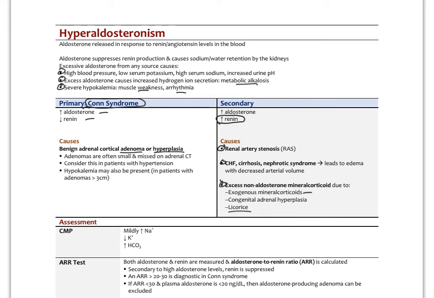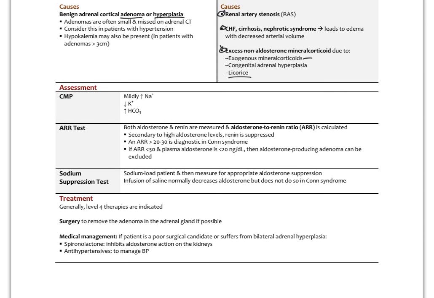So for the assessment of hyperaldosteronism, again, a CMP could be very helpful. You might see elevated sodium with hypokalemia and increased bicarbonate in metabolic alkalosis. And then the kind of definitive test is the ARR, the aldosterone and renin ratio test. This is a pretty easy test to order, and we're going to look at aldosterone and renin levels and their ratio. An ARR over 20, some say 30, is pretty much diagnostic of Conn syndrome.